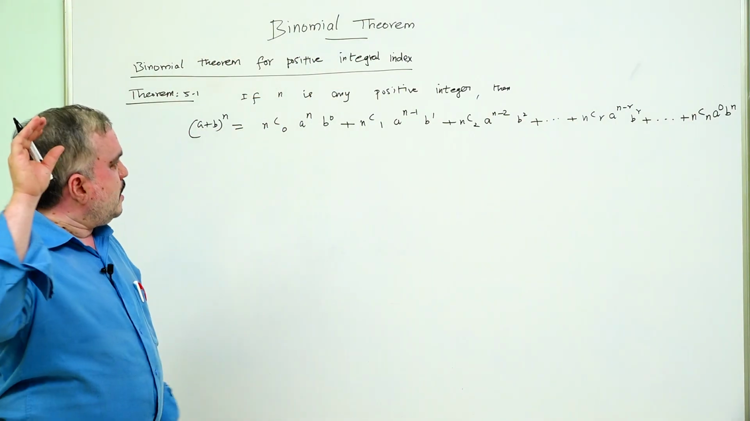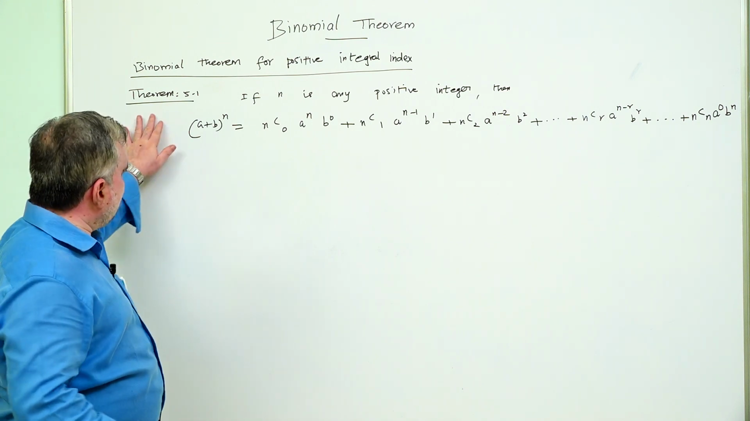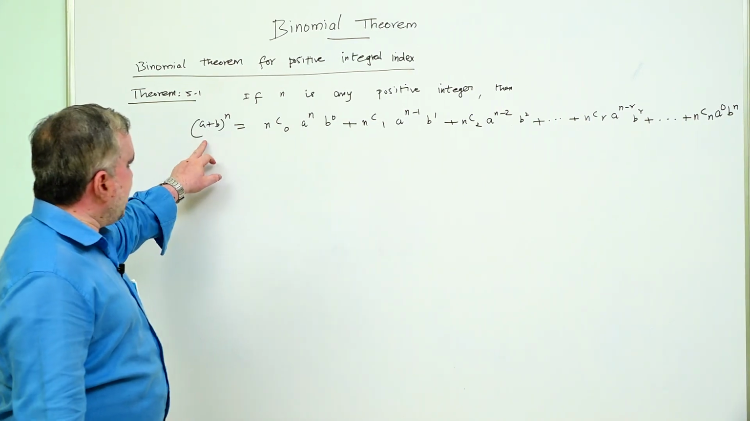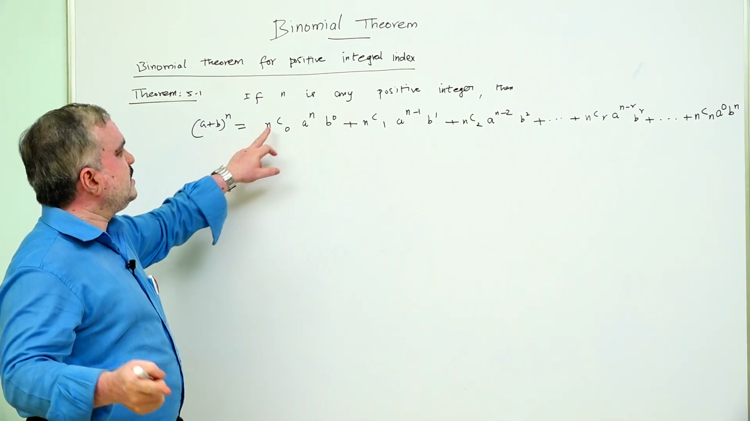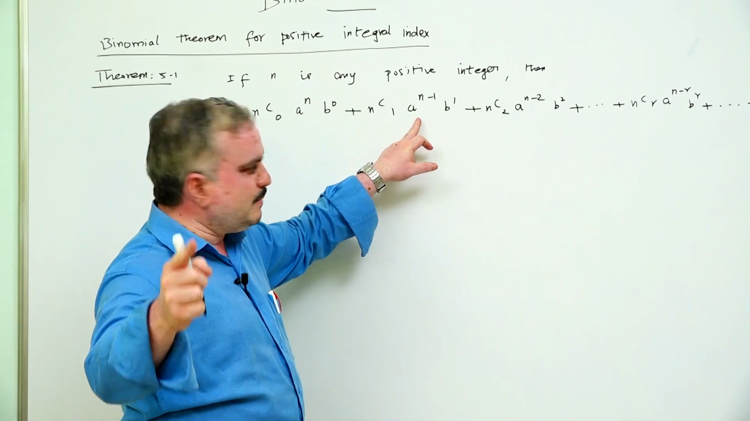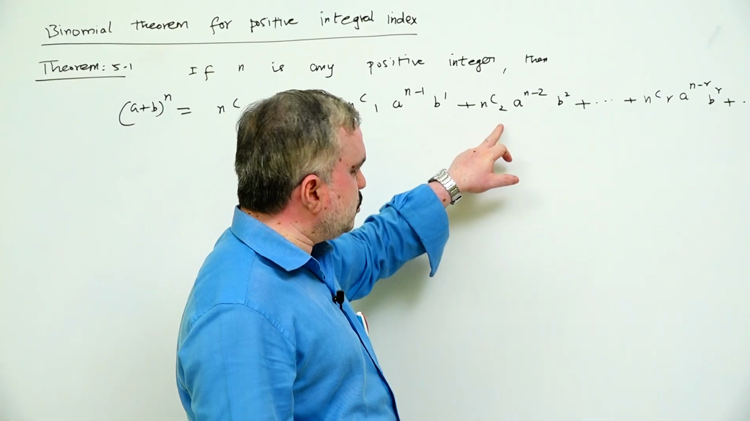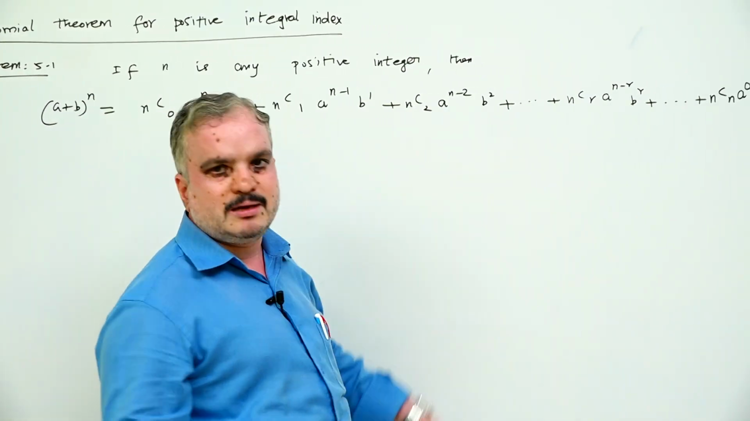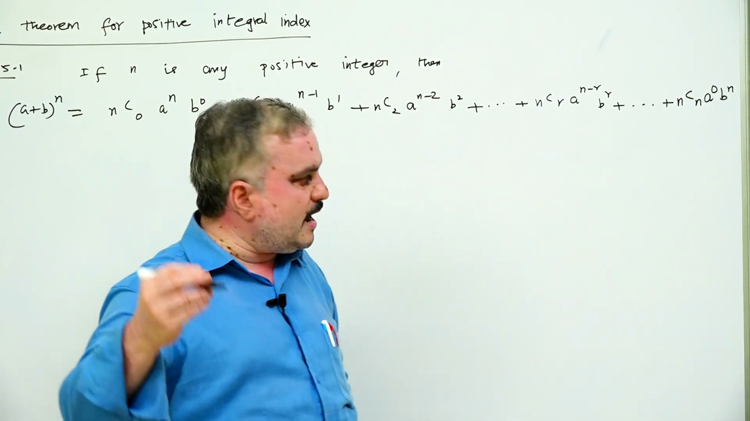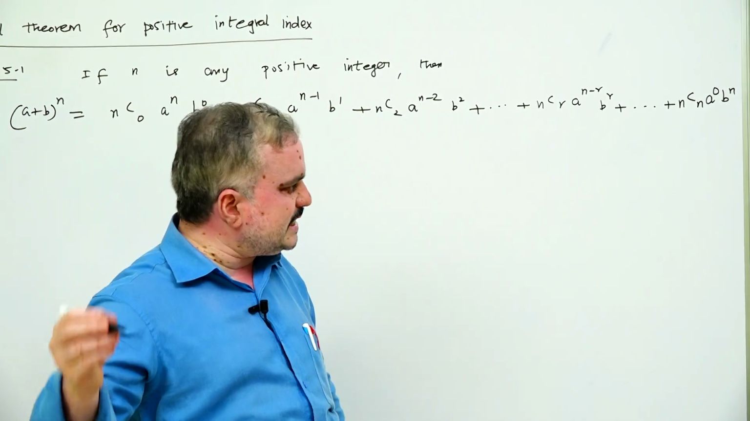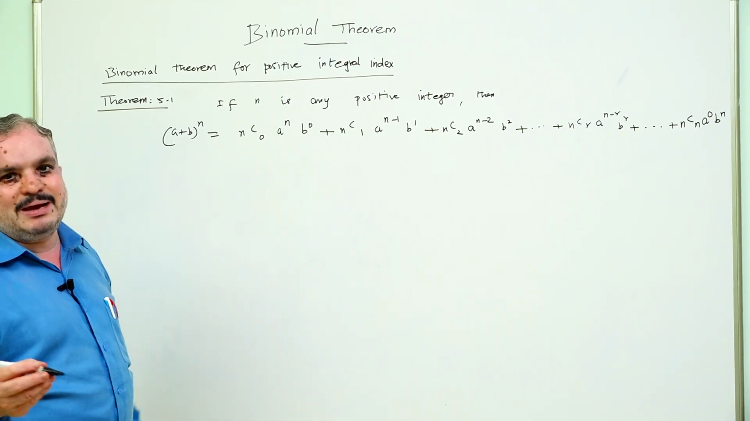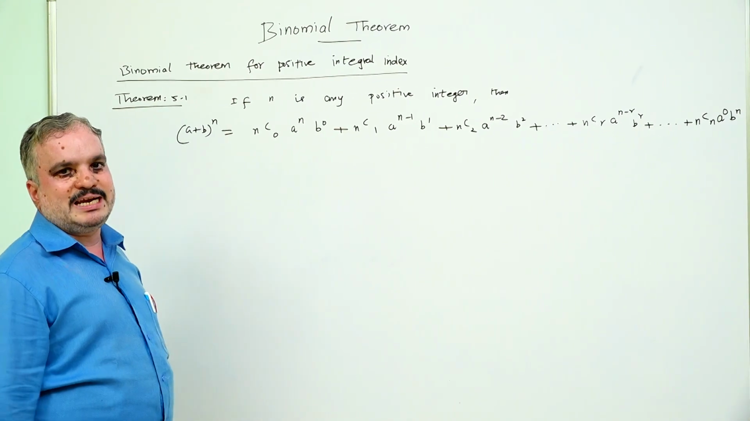Binomial theorem for positive integral index. Theorem 5.1: If n is any positive integer, then a plus b whole power n equals nC0 a power n b power 0 plus nC1 a power n minus 1 into b power 1 plus nC2 a power n minus 2 into b square plus and so on, plus nCr a power n minus r b power r plus dot dot dot plus nCn a power 0 b power n. We say this is a binomial expansion.